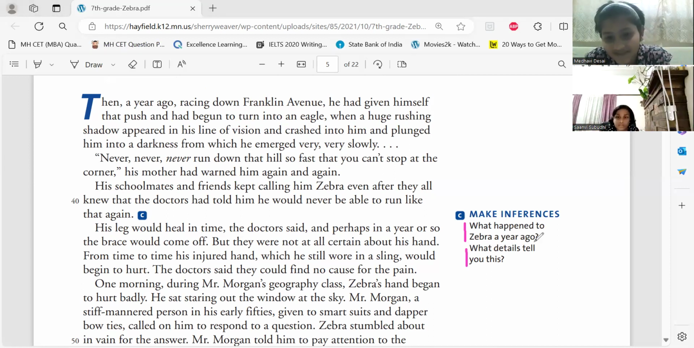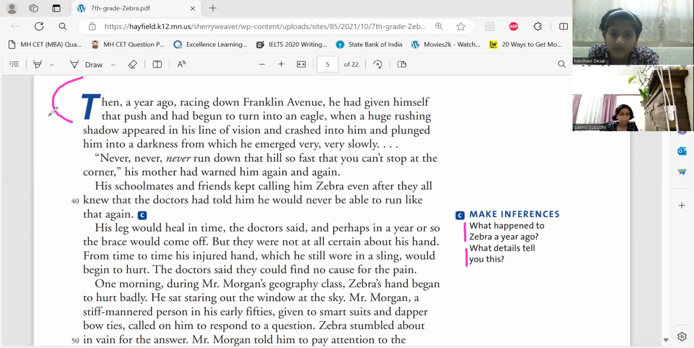What happened to Zebra a year ago? A year ago, racing down Franklin Avenue, he had given himself that push and began turning into an eagle, when the youth's rushing shadow appeared in his line of vision and crashed into him and plunged him into the darkness from which he emerged very slowly. Never, never, never run down that hill so fast that you can't stop at the corner. His mother had warned him again and again. His schoolmates and friends kept calling him Zeta, even after they knew the doctor told him that he would never be able to run like that.